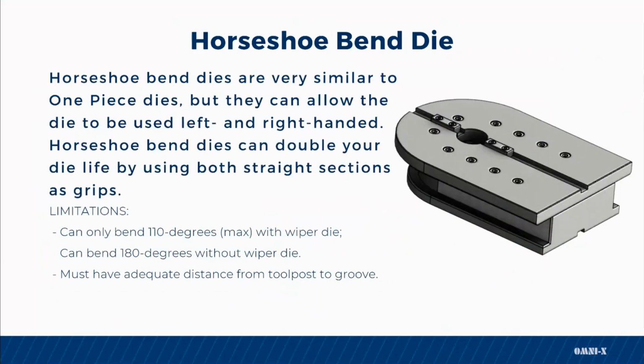Horseshoe bend dies are very similar to one-piece dies, but horseshoe dies can allow for left and right-handed bending. Horseshoe bend dies can double your die life by allowing the use of both straight sections as grips. The limitations of horseshoe bend dies are that they can only bend 110 degrees maximum when using a wiper die, and that horseshoe dies must have adequate distance between the tool post and the tube groove.